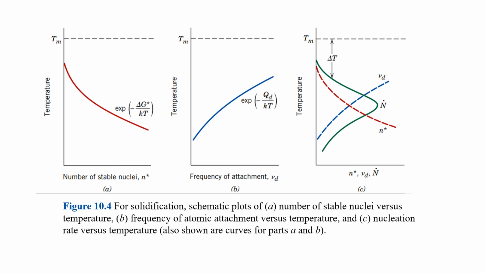Here, n star versus temperature, the plots are shown in these figures. In 10.4a, the plot is for n star, the number of stable nuclei, and temperature. This is the exponential term which is decreasing below that Tm line, when the temperature T2 is less than Tm.